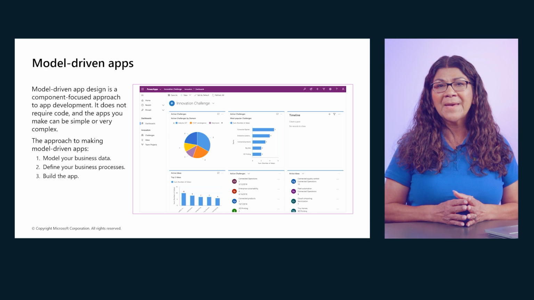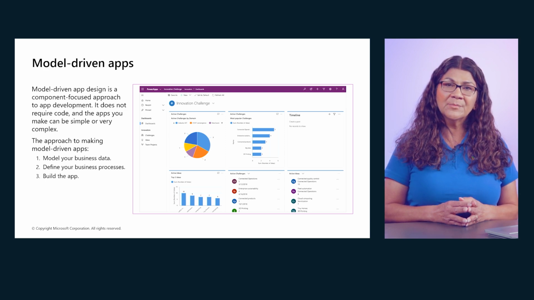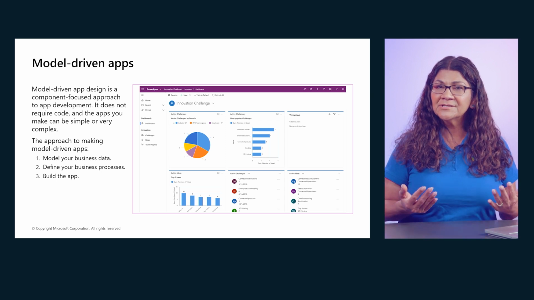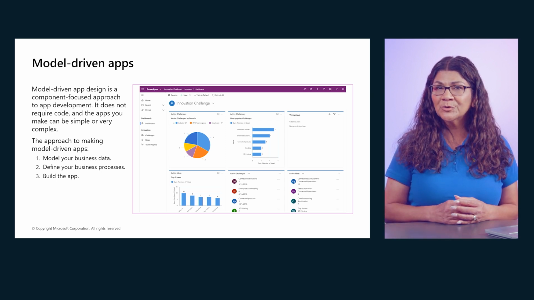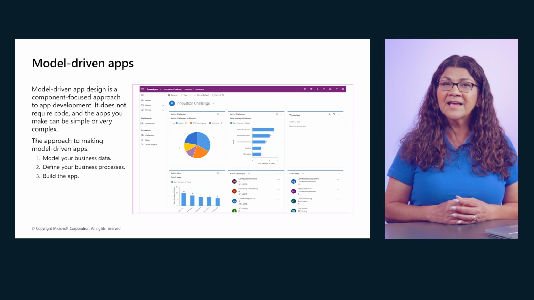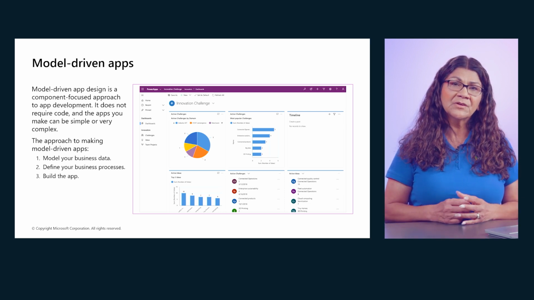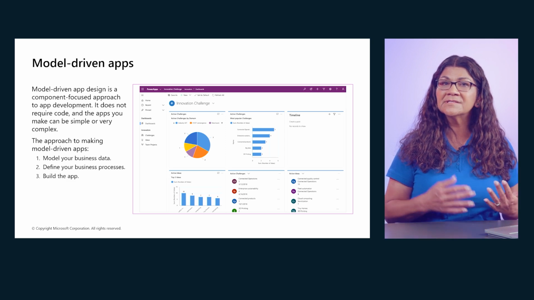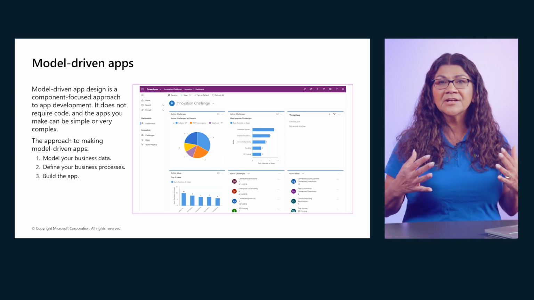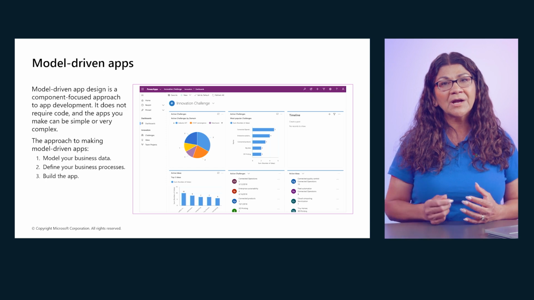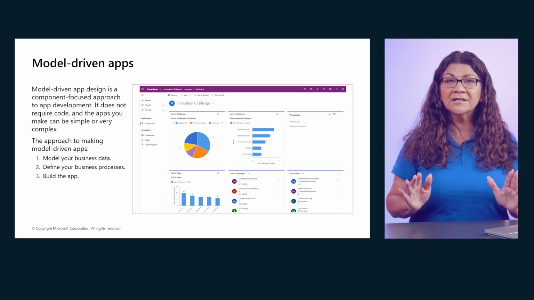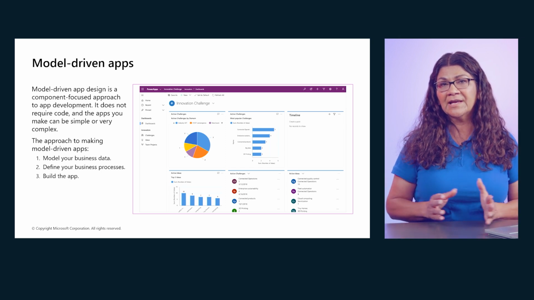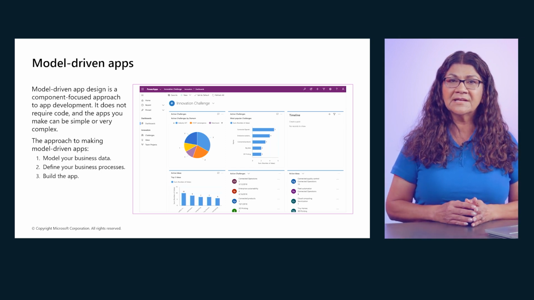Once your data model is in place, the next step is defining business processes. This involves mapping workflows, automating tasks, and setting rules that guide user interactions, such as approvals, escalations, and notifications. Finally, you build the app by assembling components like views, forms, and charts using intuitive drag-and-drop tools. The result is a responsive, secure, and user-friendly application tailored to your business needs.